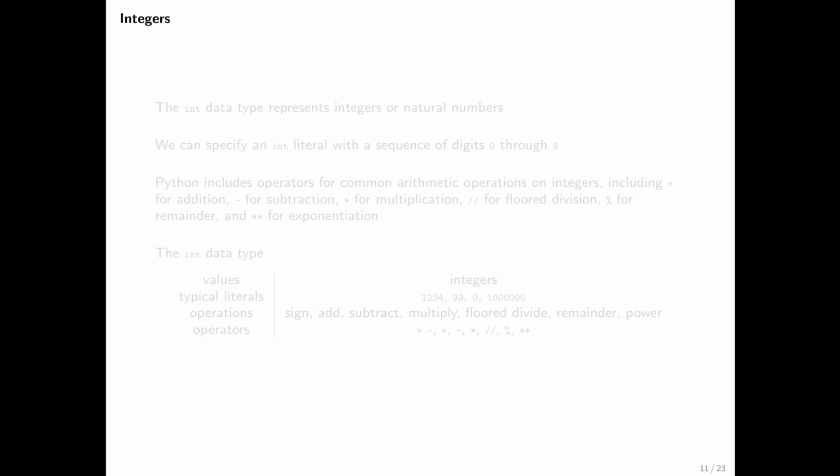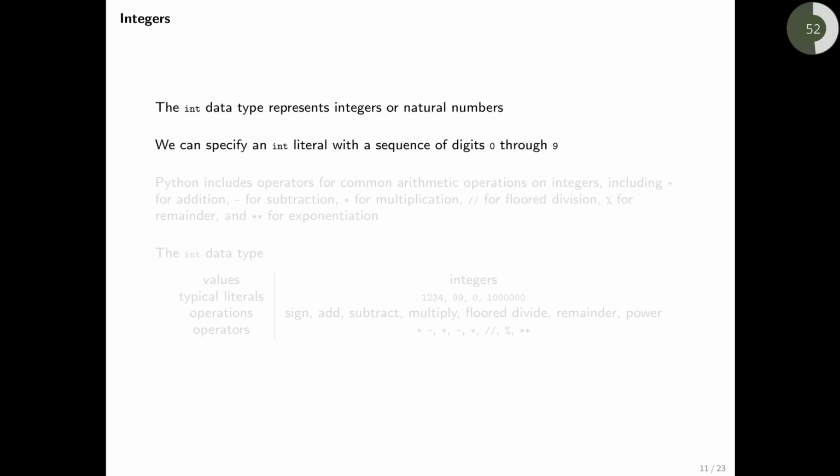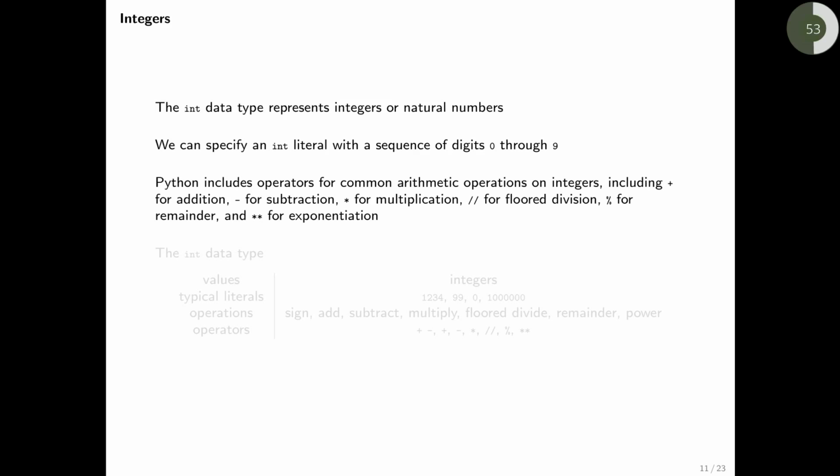Okay, now let's talk about the second built-in type in Python, which is quite fundamental, which is integer. So the integer data type, denoted using the int keyword, represents integers or natural numbers in Python. Now we can specify an integer literal simply as a sequence of digits 0 through 9. All right, that's how you specify an integer literal. For example, the number 42. Right? That's an integer literal.